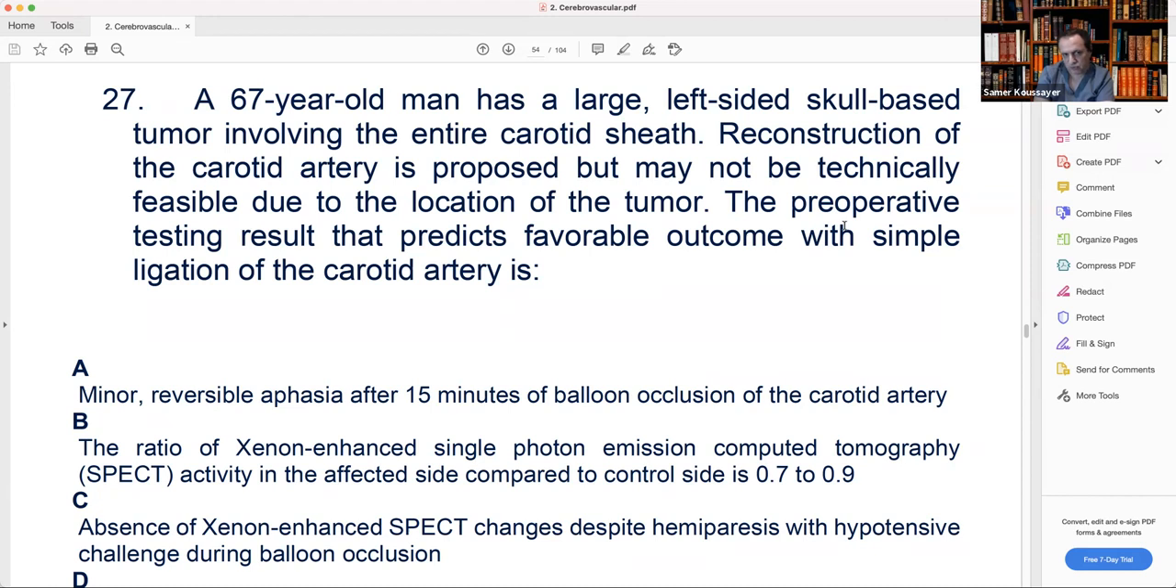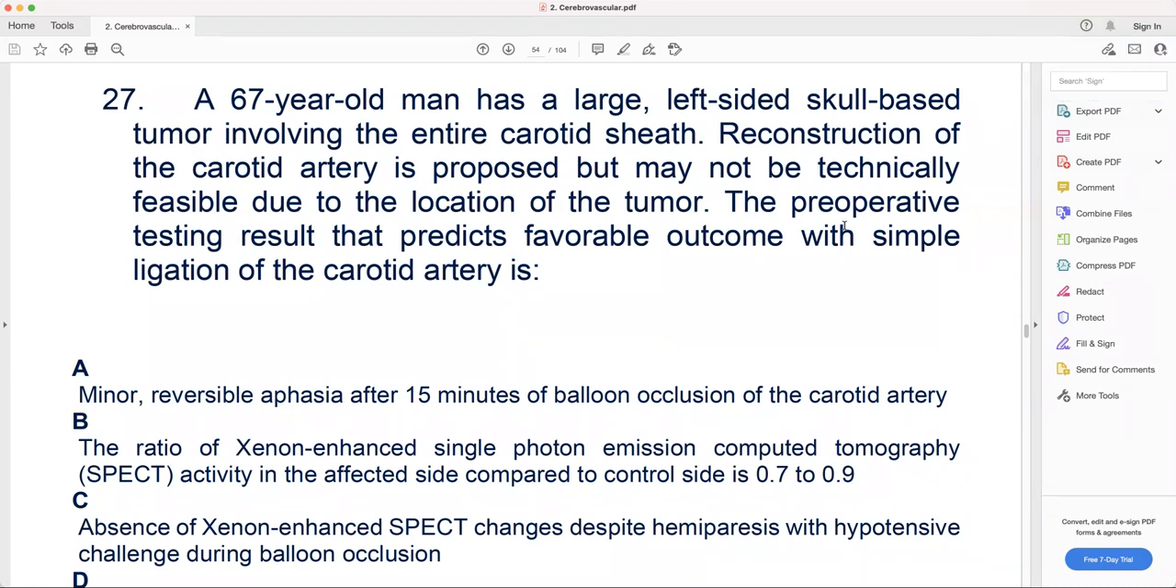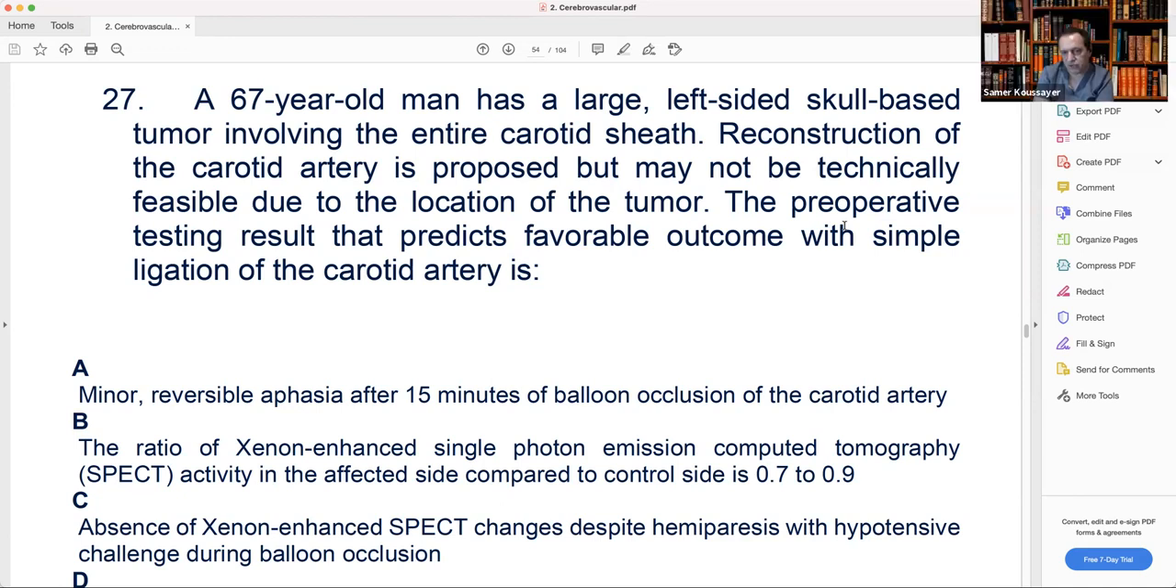There is a test which I don't know if they do here. We used to do it in the States, called SPECT. When you do the occlusion test, you give the patient a gas called xenon to inhale, and you do a CT of the brain. You see how much xenon goes through the brain, and that tells you how much blood flow goes to the brain.